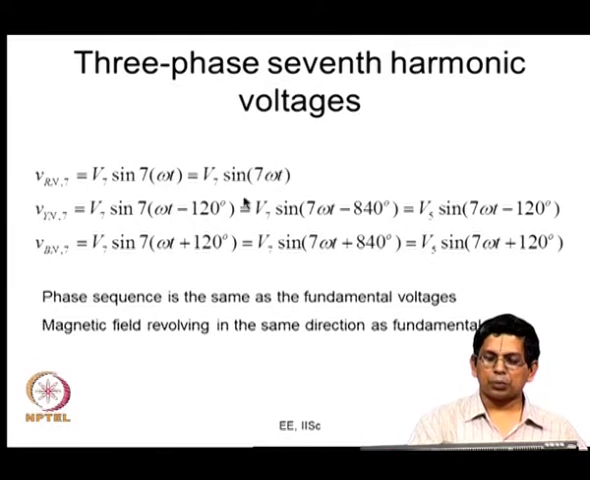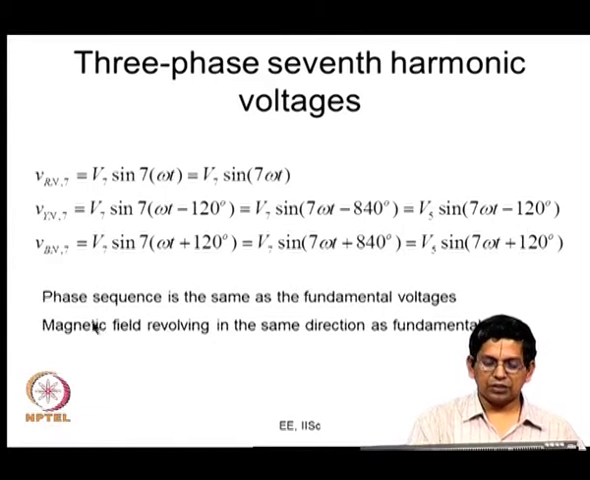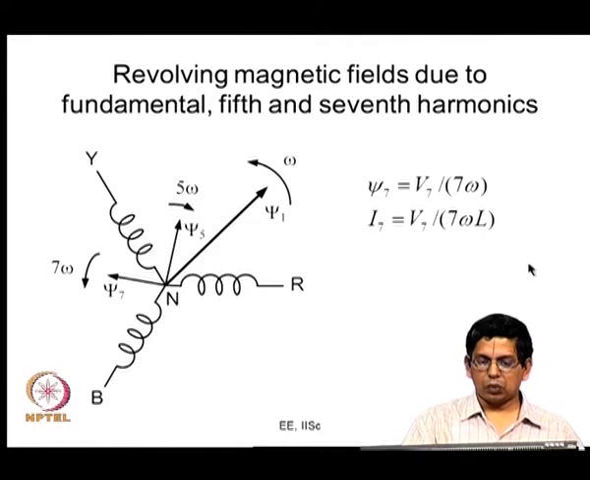Alright. So, it is the same story about the seventh harmonic, except that for the seventh harmonic, as we saw the other day, the phase sequence is the same as the fundamental. It is 7 omega t minus 120, then 7 omega t plus 120, or 7 omega t minus 240 or plus 120, whichever way. So, you see that the phase sequence is the same as the fundamental voltages now. This also produces a magnetic field, this is also a 3 phase voltage being applied to a 3 phase winding. So, it produces a revolving magnetic field, in the same direction as the fundamental, because the sequence is the same. Alright.